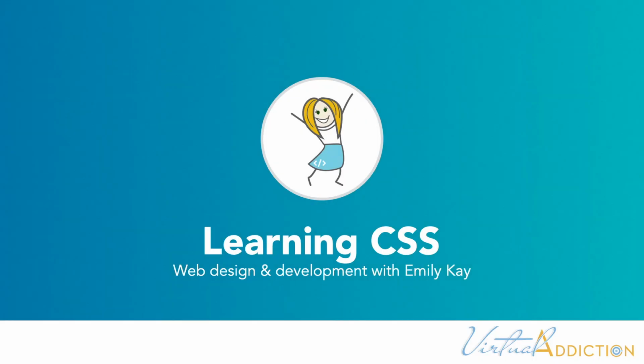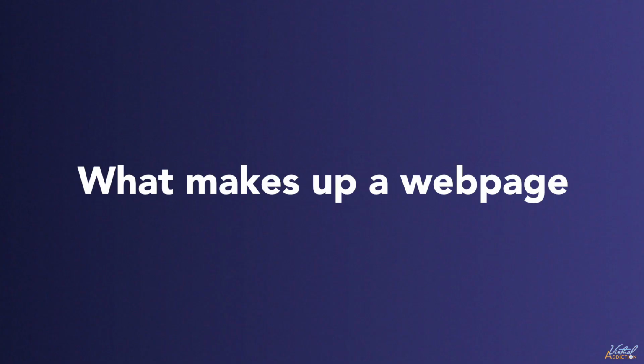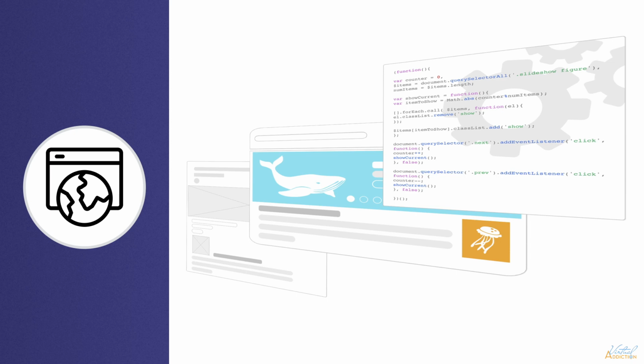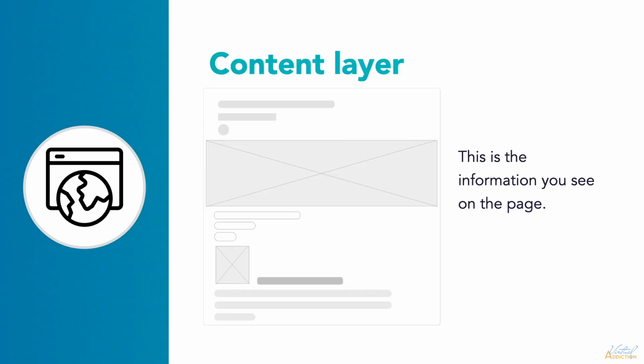Now that you know a little bit about HTML, let's talk about CSS. Before we get into talking about CSS, let's just quickly talk about the elements that make up any web page. Basic web pages are made up of HTML, CSS, and possibly JavaScript. The HTML creates the content layer. This is the actual information that you see on the page.